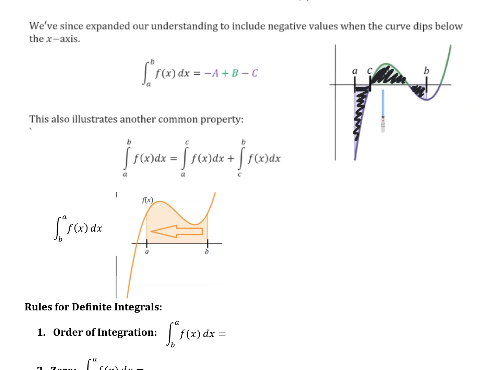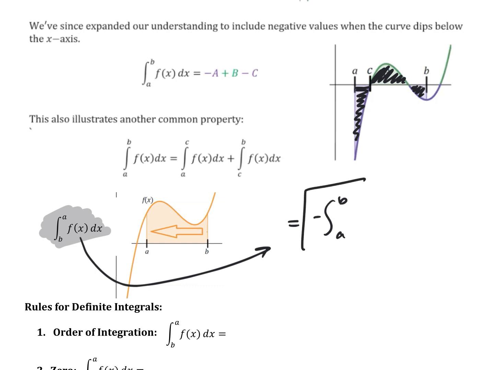So now, what happens if they change my bounds instead of from A to B, from left to right, they now went from B to A, from right to left? Negative. It's just going to be negative. Anytime they give you any interval, you can always flip those bounds and your answer will just be negative.